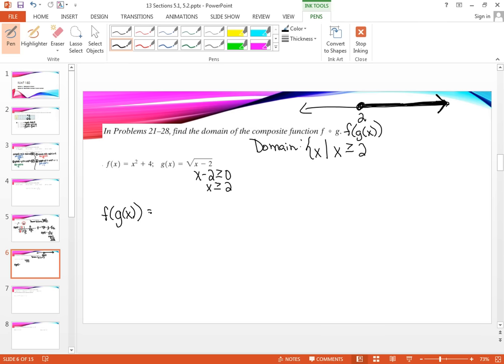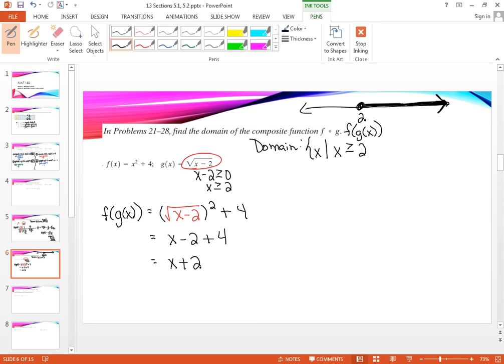Let's see. So it's something squared plus 4. So the something is the square root of x minus 2. So the square root squared gives me the expression underneath. So x minus 2 plus 4. x plus 2 is the f of g of x.